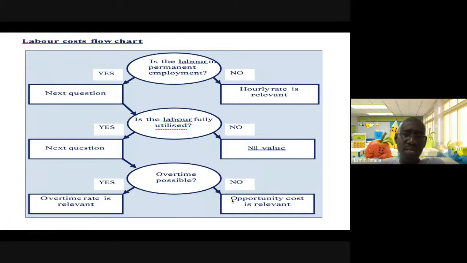Okay? But if the overtime is not possible, it will be opportunity cost. And how opportunity cost? Because if the overtime is not possible, then you have to take it outside for another organization or another company to do it for you. So the benefit foregone will be a relevant cost.